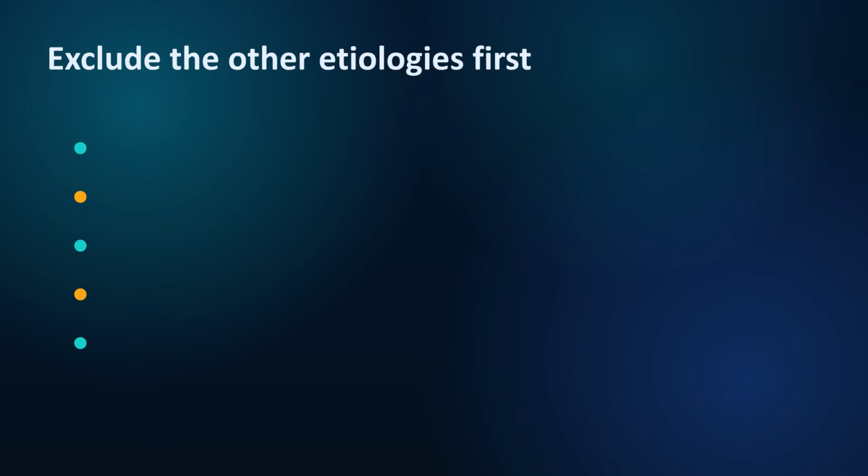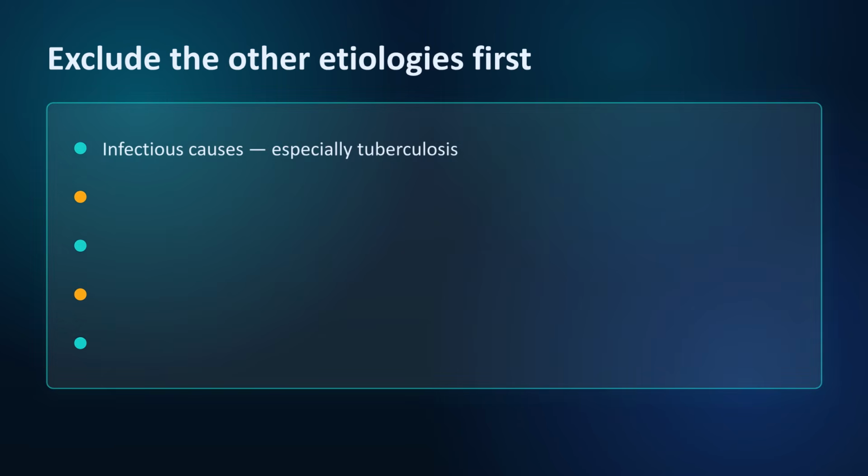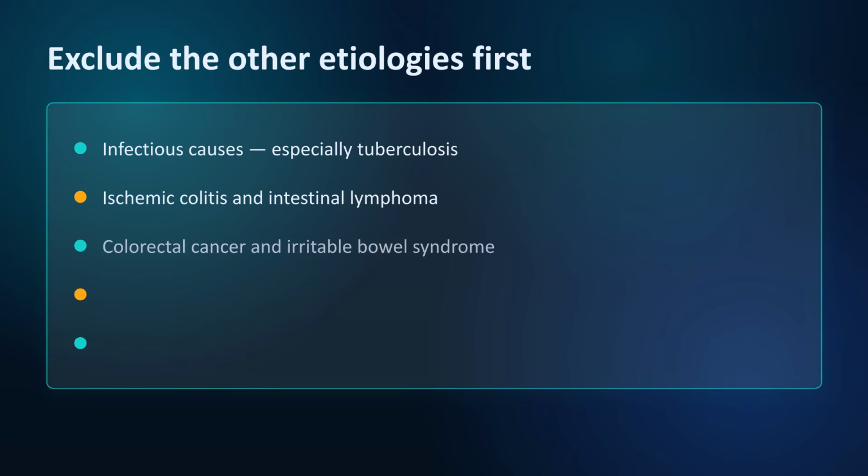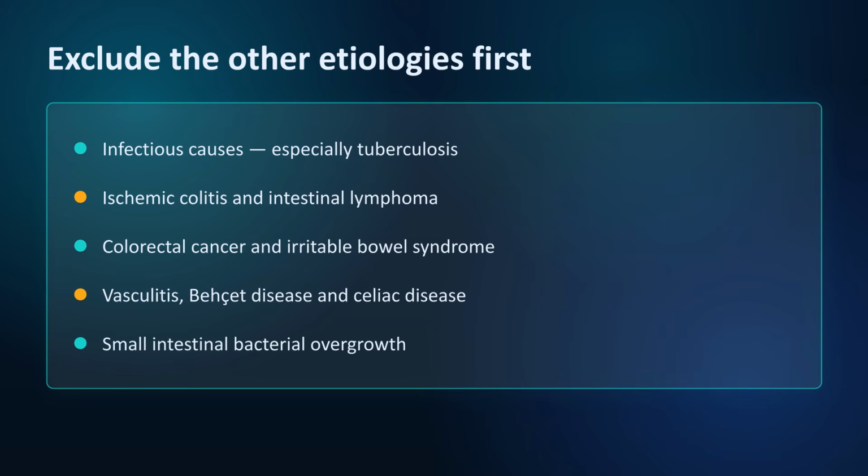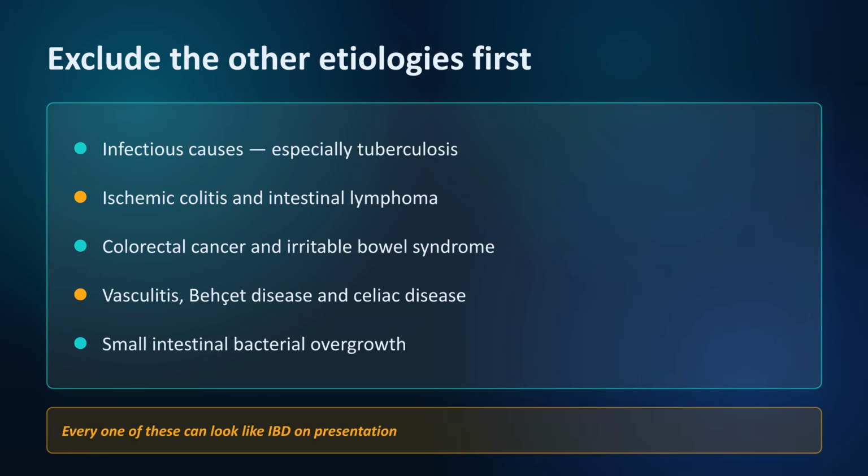Before you commit to a diagnosis of inflammatory bowel disease, exclude the conditions that imitate it. Infectious causes, and especially tuberculosis, ischemic colitis, intestinal lymphoma, colorectal cancer, irritable bowel syndrome, vasculitis, Behçet disease, celiac disease, and small intestinal bacterial overgrowth. Every one of those can present with chronic diarrhea and abdominal pain, and several of them get considerably worse if you treat them with immunosuppression. Intestinal tuberculosis in particular can be almost indistinguishable from Crohn disease on imaging. So take a travel and exposure history before you reach for a biologic.